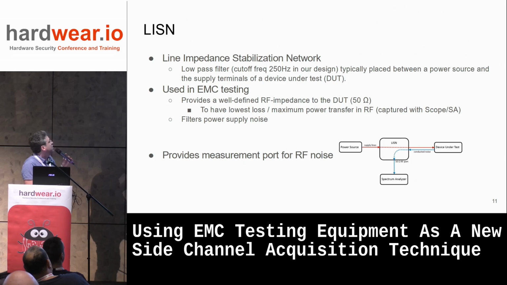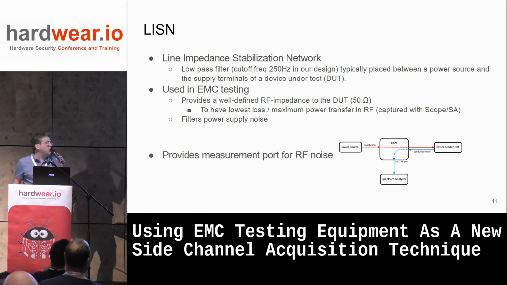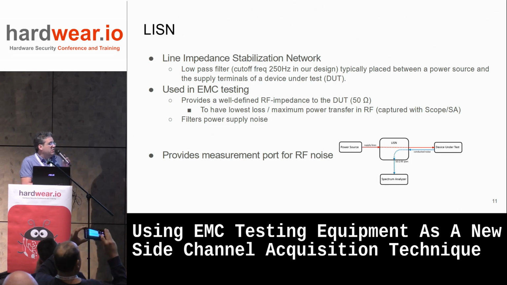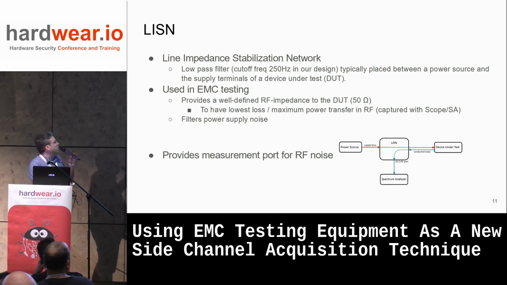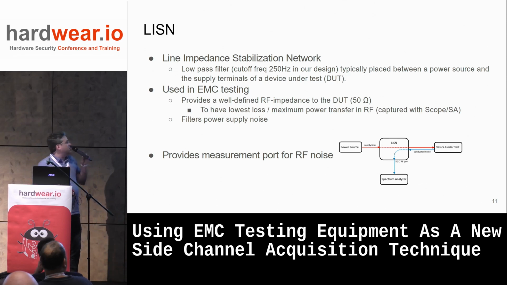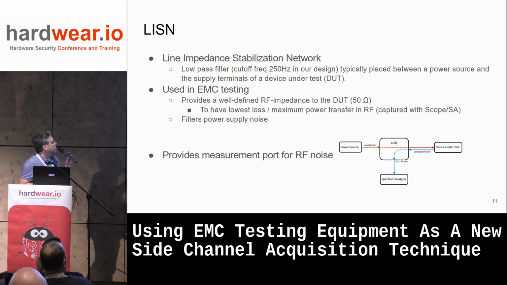To improve that, we will use something you probably don't know because it's very specific. It's a LISN. So the LISN is a line impedance stabilization network. It's mainly used for EMC testing. So what it does is a low pass filter. In our example, it has a cutoff frequency of 250 Hertz to let pass only the DC, in fact, as we want to filter any noise from the power supply. So it's typically placed between a power source and the supply terminals of the device under test.